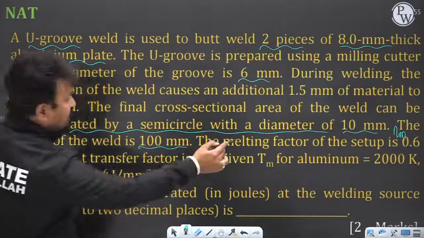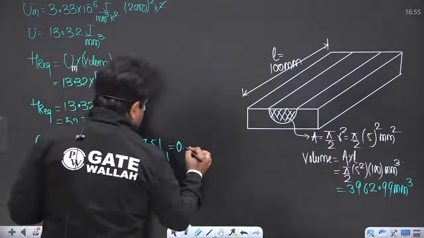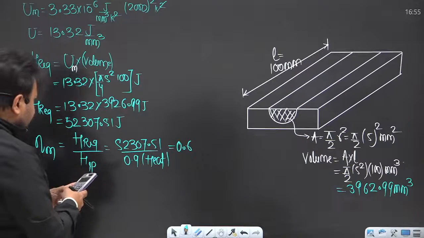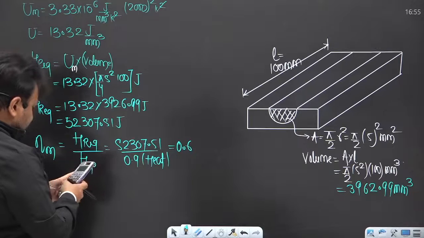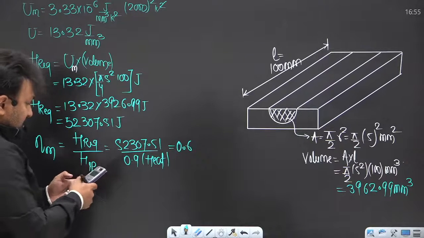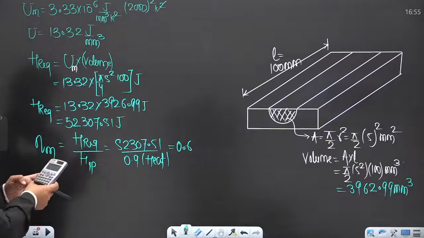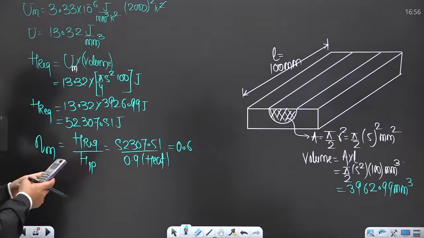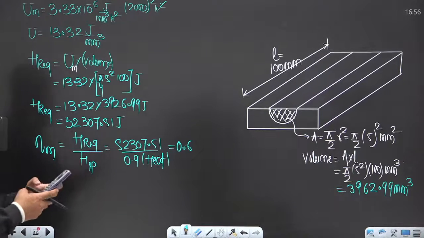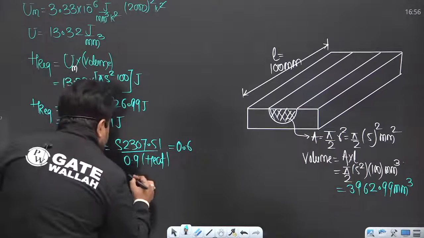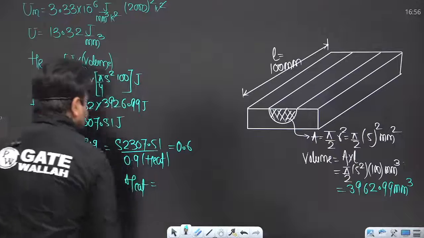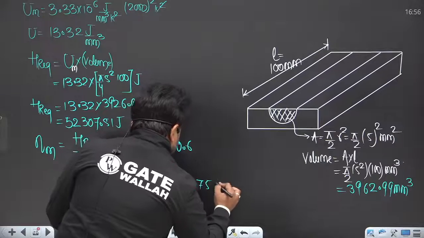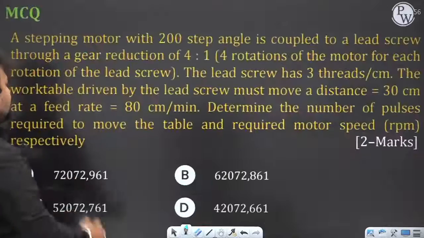The melting efficiency is also given, that is 0.6, right? So what will be the heat that you are giving? Answer: 52307.51 divided by 0.9 into 0.6. It is coming, my dear, 96865.75 joule, the heat which is required to transfer. I hope the concept is clear.